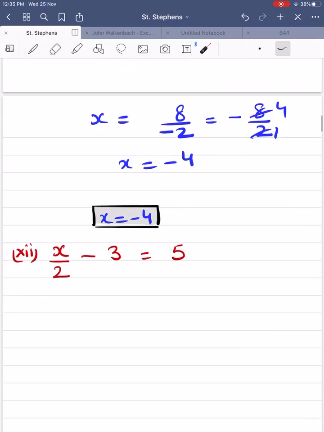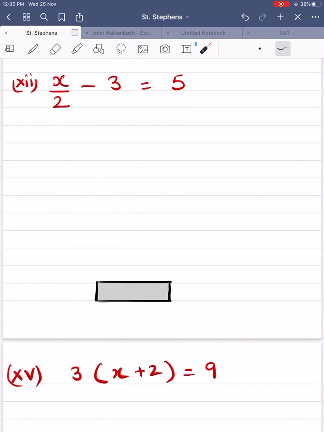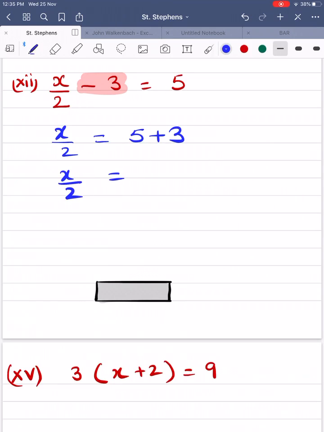Now let's move to 12th part. x upon 2 minus 3 is equal to 5. Now here we will transpose minus 3 to the right side. So here it is being subtracted. On transposing, it will get added. So we have x upon 2 is equal to 5 plus 3. So we have x upon 2 is equal to 8.